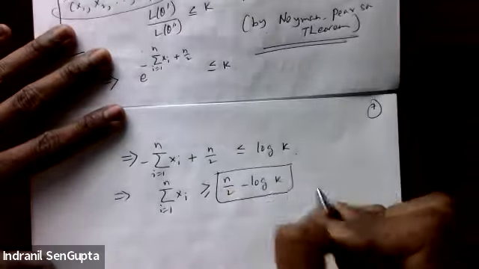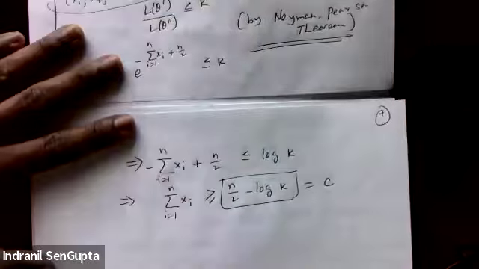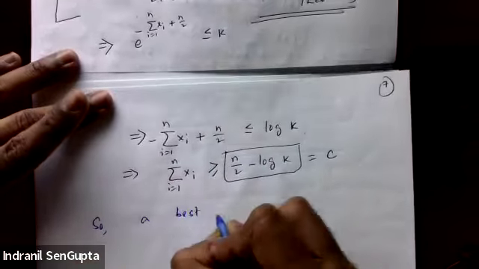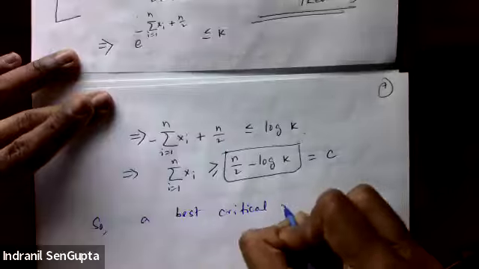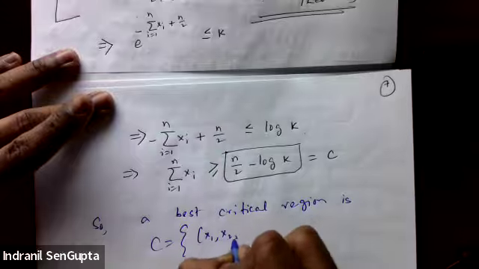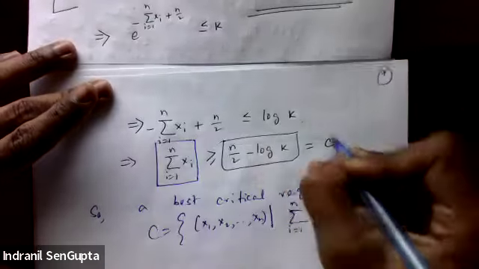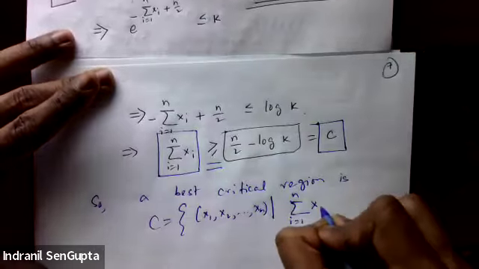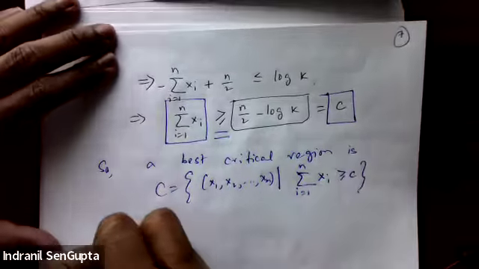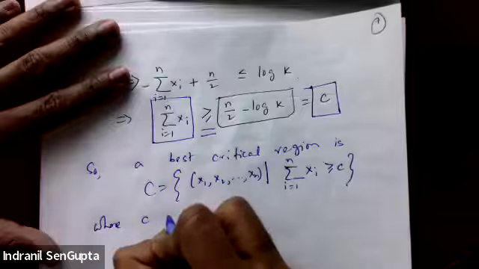Now, this is a constant. So this constant, I can call it C. So a best critical region is C, where the x1, x2, xn satisfy the summation of xi from i equals 1 to n is bigger than or equal to C, where C is a constant.